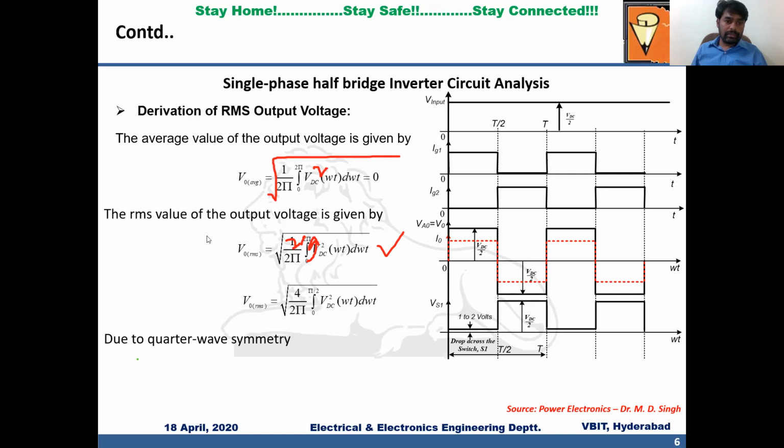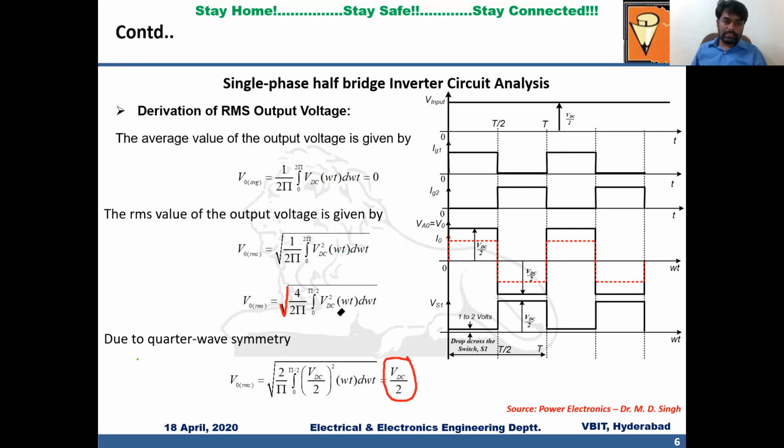And due to quarter wave symmetry, you can write it as 0 to pi by 2. Square root of 4 by 2 pi, and the limits are 0 to pi by 2, VDC square, d omega t. So if you integrate this, you will get the RMS voltage across the load as VDC by 2. So the RMS output voltage will be half of the input voltage, between the terminals A and B.